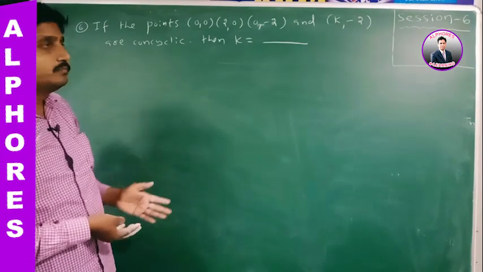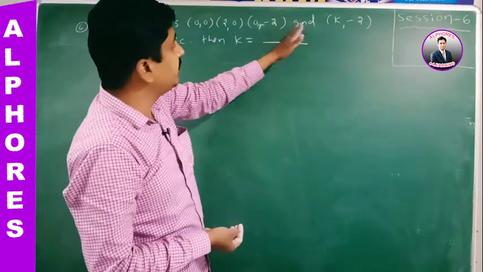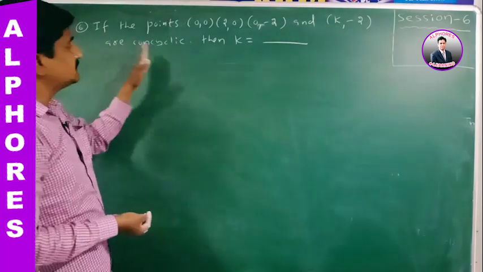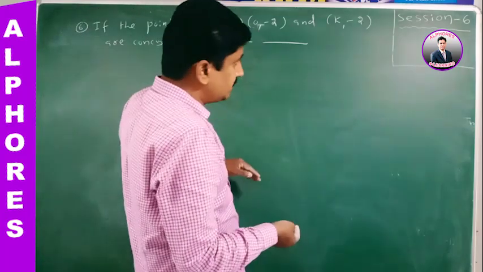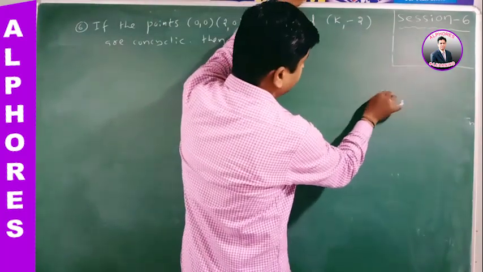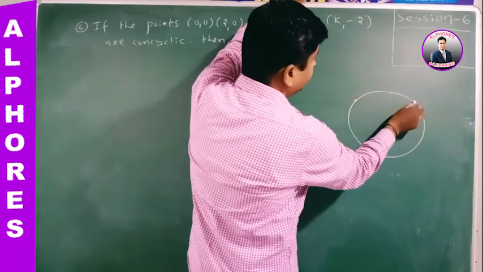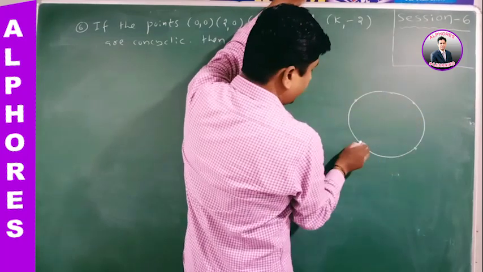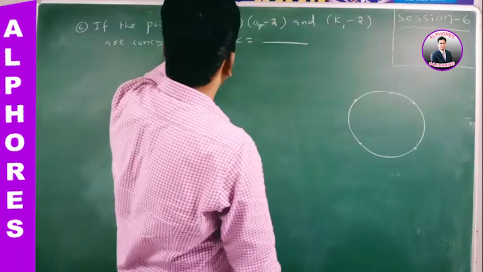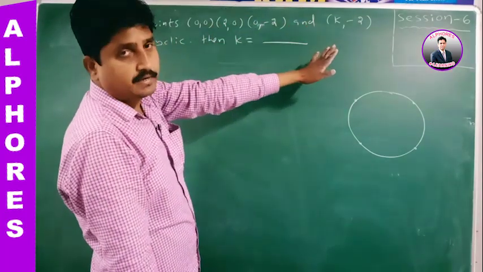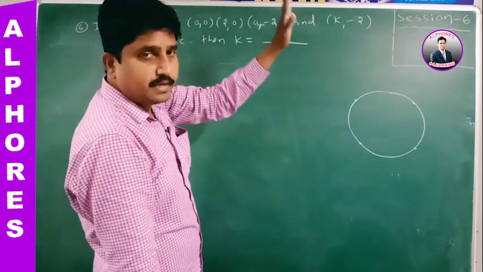Okay, another problem. If the points 0, 0, 2, 0, 0, minus 2 and k, minus 2 are concyclic, then k equal to what? Already we discussed concyclic points. 4 points are said to be concyclic points if they lie on the same circle. Here in the question, these 4 points are concyclic. Therefore, these 4 points lie on the same circle.